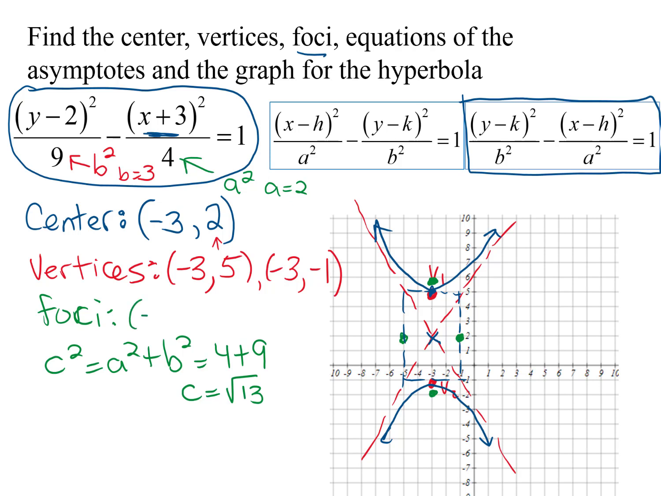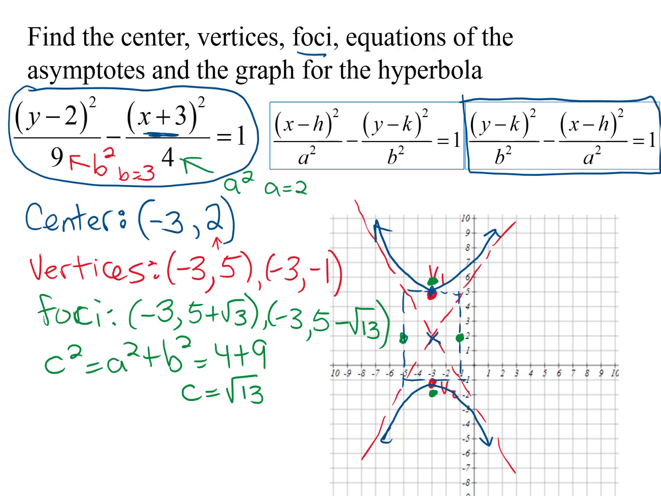So listing the foci, I stay on the same x value of -3. I start at the center y value of 2, and I add square root of 13. And that was my first focus. And then staying on x equals -3 and the y value of 2, I go down square root of 13. So minus square root of 13. And there's my other focus.